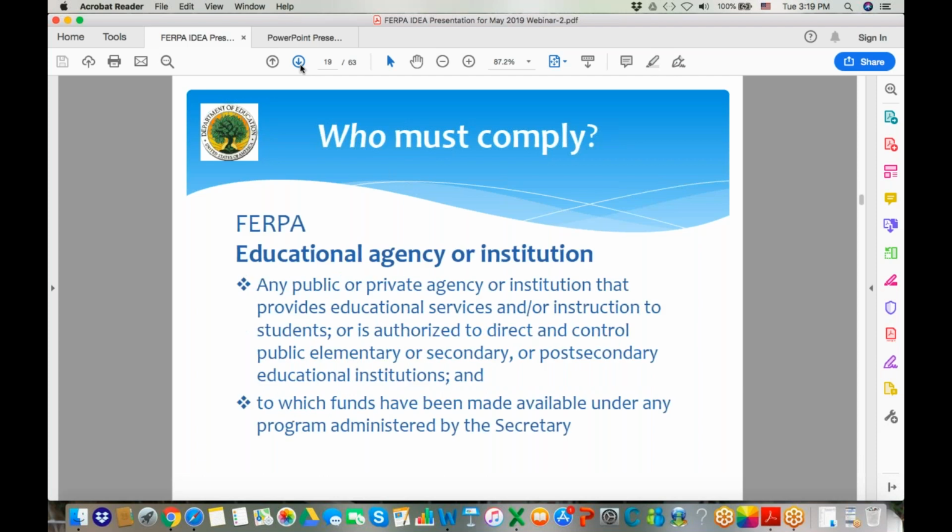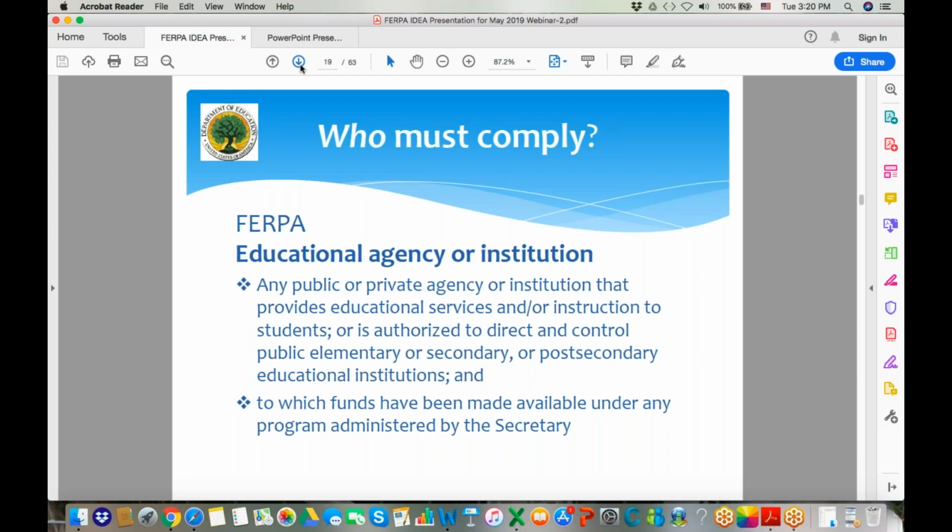So let's talk a little bit about who must comply with the FERPA provisions. And our big thing is we apply to educational agencies or institutions. And as you can see by the definition, we have 2 caveats: any public or private agency or institution that provides educational services. So think of it simply as any elementary school, secondary school, university that receives federal education dollars from the U.S. Department of Education under the control of the Secretary.